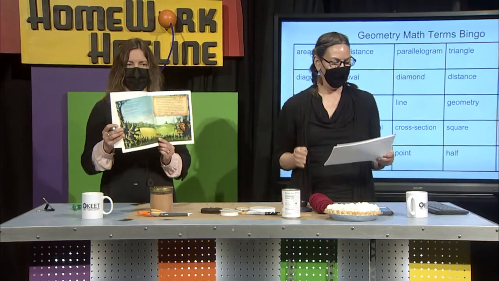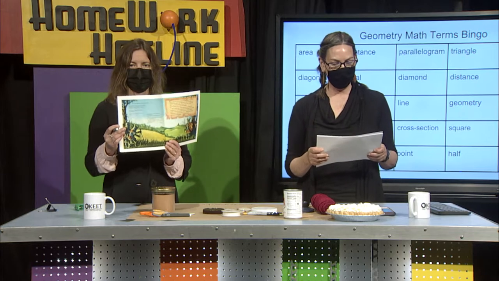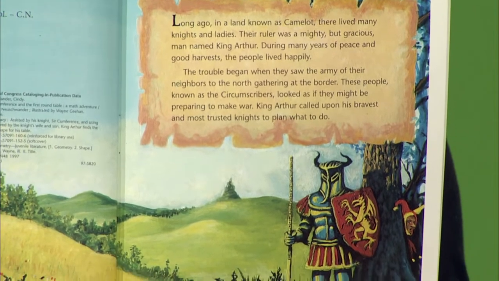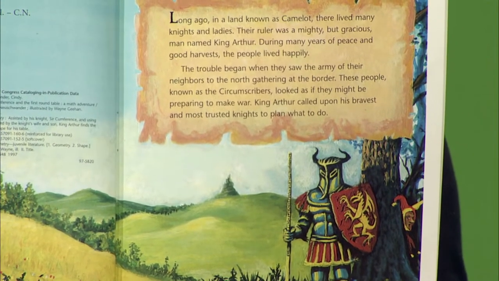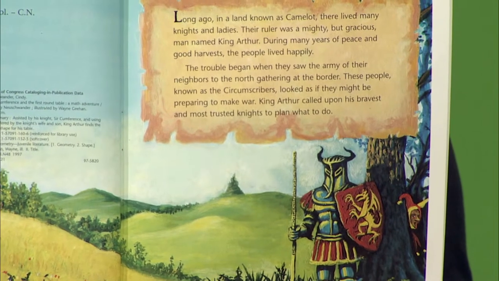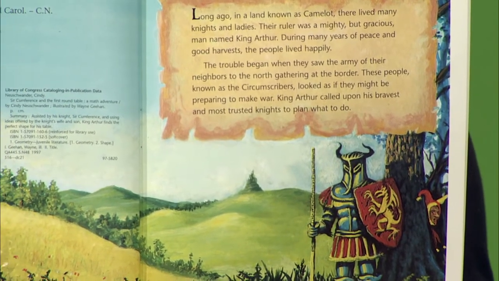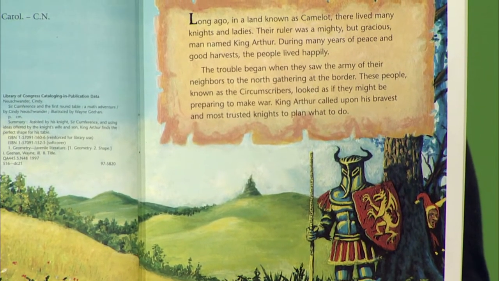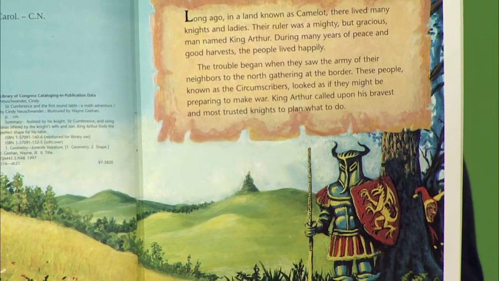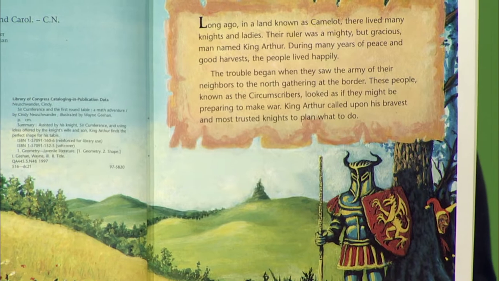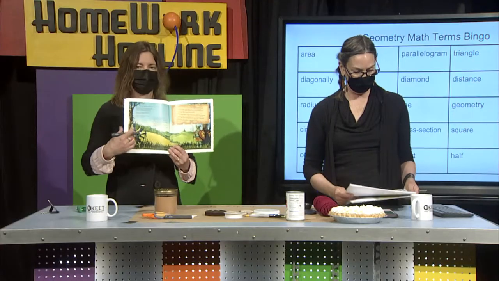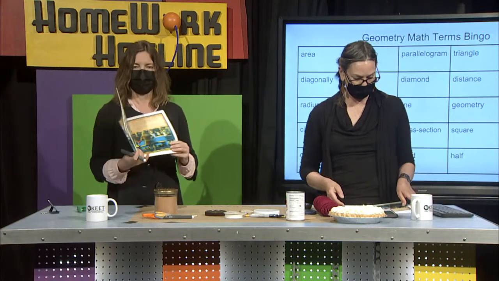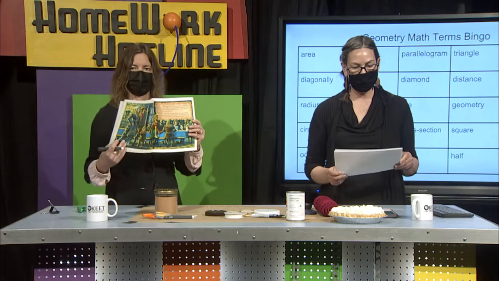Long ago, in a land known as Camelot, there lived many knights and ladies. Their ruler was a mighty but gracious man named King Arthur. During many years of peace and good harvest, the people lived happily. The trouble began when they saw the army of their neighbors to the north gathering at the border. These people, known as the circumscribers, looked as if they might be preparing to make war. King Arthur called upon his bravest and most trusted knights to plan what to do. The knights rode as fast as they could to the king's castle. Sir Comfrance lived nearby, so his family came with him.